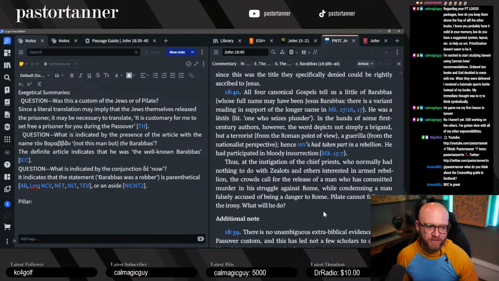And we said the NIV had an interesting translation at this point. It participated in bloody insurrection from Matthew 15:7. Thus, at the instigation of the chief priests, who normally had nothing to do with zealots and others interested in armed rebellion, the crowds called for the release of a man who had committed murder in his struggle against Rome, while condemning a man falsely accused of being in danger to Rome. Pilate cannot fail to see the irony. What will he do?